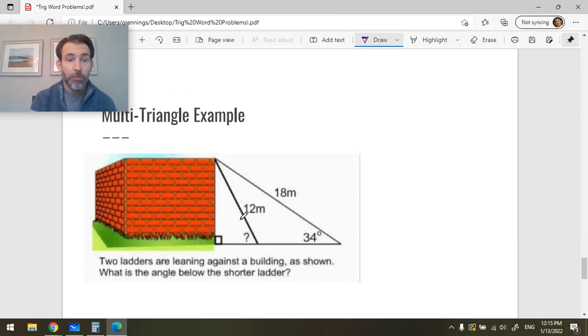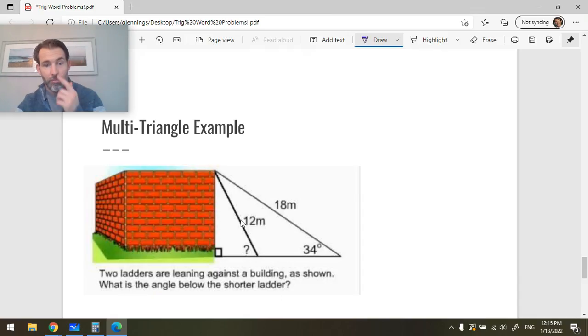Let's take a look at a trigonometry example. Here's a multi-triangle example. We are told that there's two ladders, okay? There's one ladder here leaning against the building of length 12. And there's one ladder here leaning against the building of length 18. We're told that this triangle leans at an angle 34 degrees.